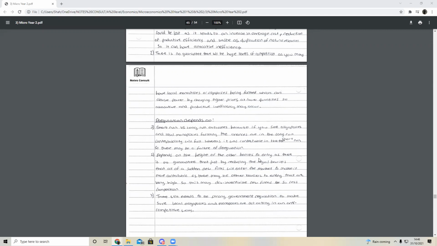It depends on the height of other barriers to entry, as there is no guarantee that just by reducing the legal barrier, all of a sudden new firms will enter the market to make it more contestable. There may be other barriers to entry that are very high, so this may disincentivize new firms, so less competition. So you need to look at it more closely, like what exact barriers are being reduced?